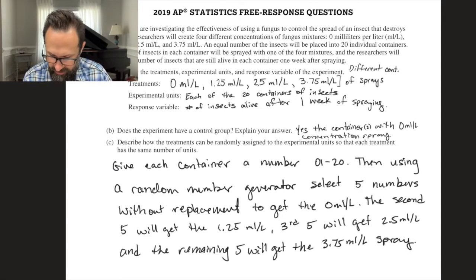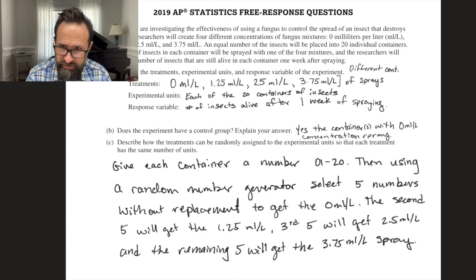You had a 0 milliliter trial, you had 1.25, 2.5, and a 3.75 concentration of this fungus in sprays. And in order to get full credit for that kind of thing, you had to mention each one of those concentrations or the mixes or the sprays, however you wanted to talk about it. You couldn't just say the 4 sprays. You needed to identify each one, right?